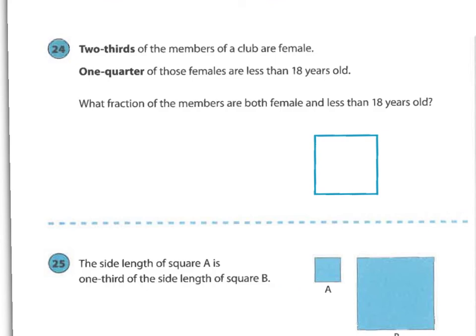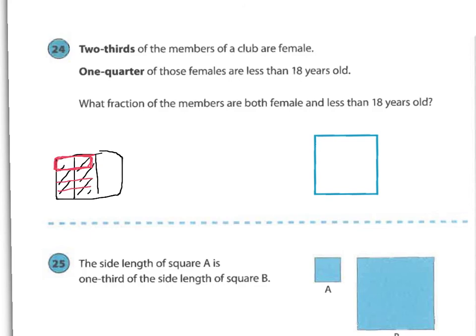2/3 of the members of a club are female. Now I could express this in a diagram. If I take my diagram and split it up into thirds, what we've got then is we've got 2/3 are female. Then it says 1/4 of those females are less than 18. So if I split those into quarters, 1, 2, 3, 4 pieces, then what we know is 1/4 of that, so if I just put a ring around that part, 1/4 is going to be females less than 18. So what fraction are female and less than 18?